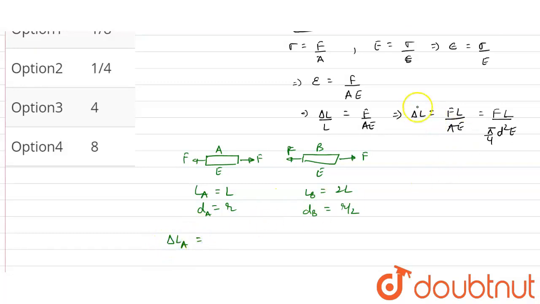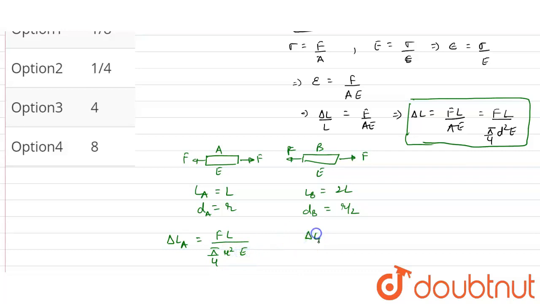Correct. Now, from here what we can say is the change in the length in the wire A, by using the expression above, we have got that FL upon pi by 4 d square E. Okay, so the change in the length will be FL upon pi by 4 R square into E, and the change in the length for the wire B or the elongation in the wire B will be coming as F into 2L upon pi by 4 into R by 2 whole square into E.